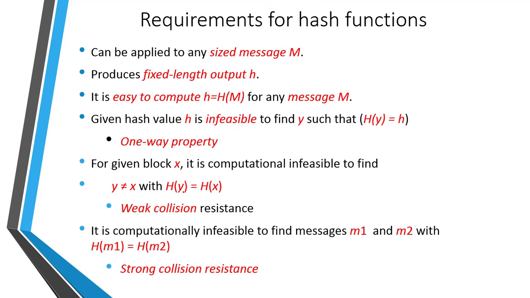Next, it is computationally infeasible to find messages m1 and m2 such that the hash value of m1 and the hash value of m2 are equal. This is the strong collision resistant property of the hash function. So these are the requirements for the hash function.